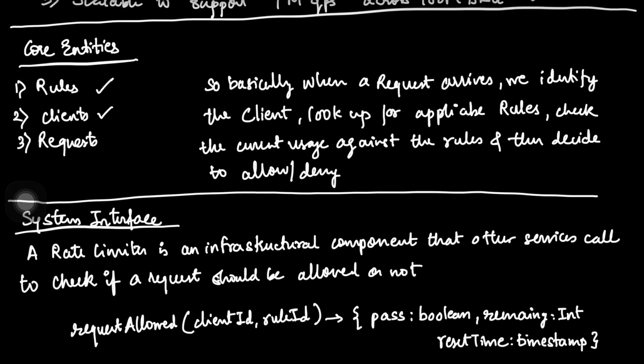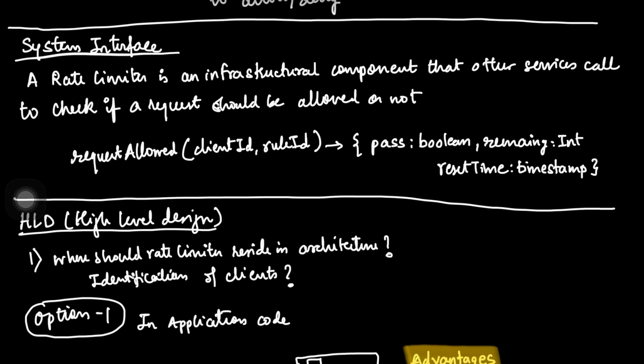Then we move on to the requests. This is basically the incoming signal that carries the context we need, like who is calling and what endpoint they are trying to reach. So here is the basic flow of how these components will interact with each other. Let's say when a request arrives, we identify the client, then look up the applicable rules, check the current usage against the rules, and then decide to allow or deny the request.